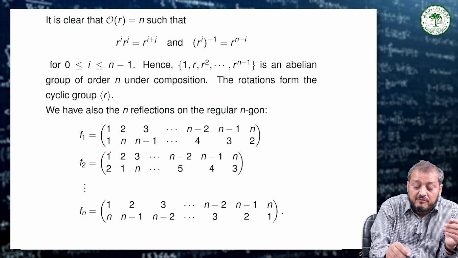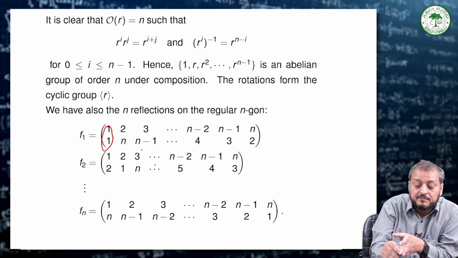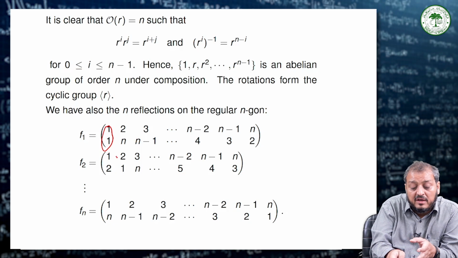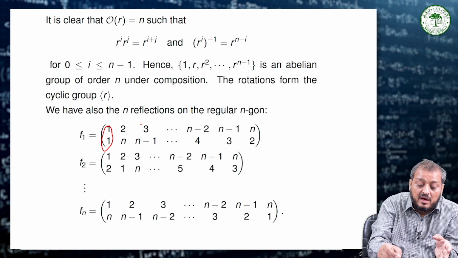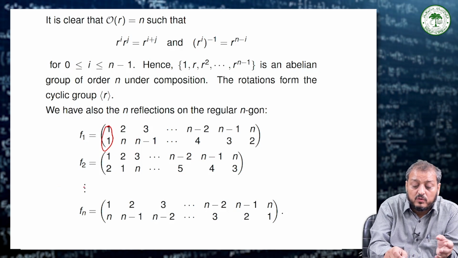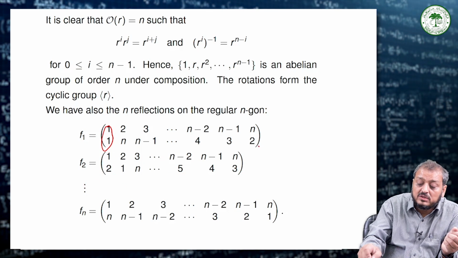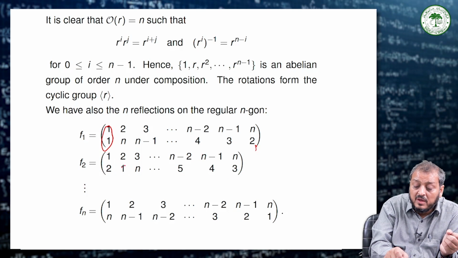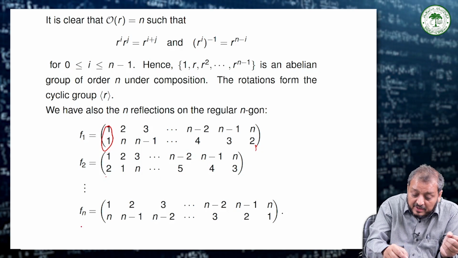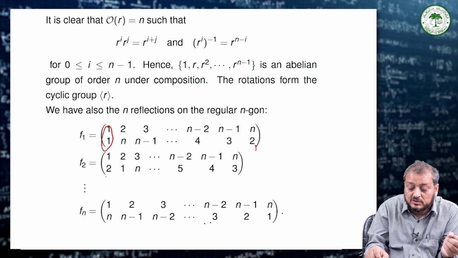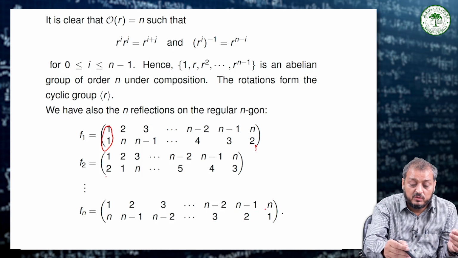So we have a reflection f1, fixing 1 and then reflecting. Then we have 2 goes to n, reflecting, and then we rotate this. Again we get f2, and using the notation, 1 goes to 2, 2 goes to 1, and then 3, and fn has n minus 1 and so on. Similarly we write fn in this form.